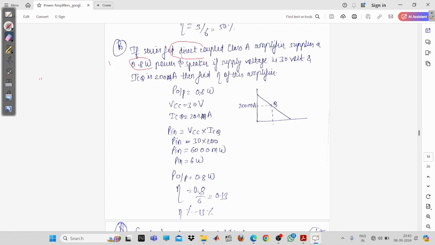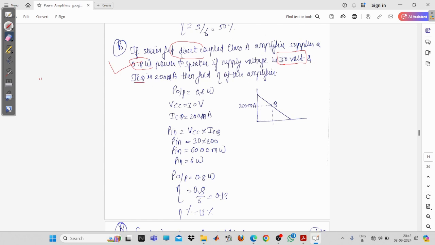So, you can say that this is the power output. We have taken P out as 0.8 watt. Then, the supply voltage is 30 volt. This is the biasing voltage. It means that you are biasing your transistor with this 30 volt, and you are making your transistor operate in the active region, with the emitter base junction forward biased and the collector base junction reverse biased by using 30 volt.